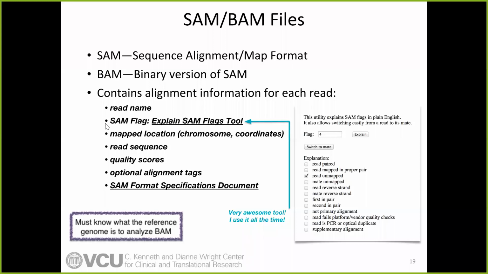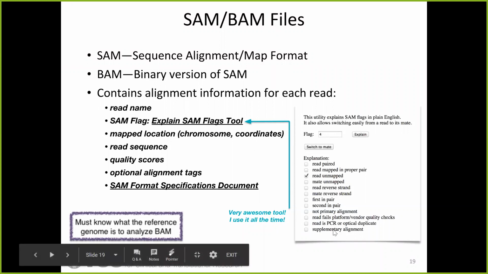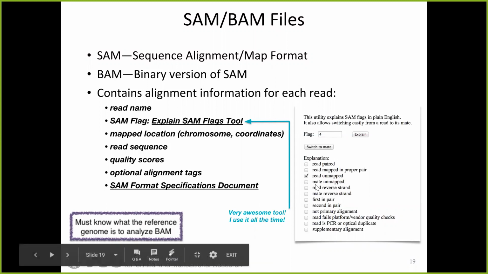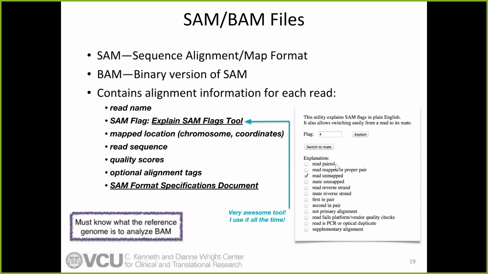One of the most important ones to know about is the SAM flag. There's a tool called Explain SAM flags, and these are just numerical flags that give you a bunch of information about that particular read. For example, a flag of 4 means that read was unmapped. It wasn't able to find the location on the genome. You can also identify if the mate is unmapped, or if the read mapped to the reverse strand. And you can also identify if the read is paired or unpaired. So there's a lot of information you can get from these flags, and this tool actually can help you interpret that numeric flag.